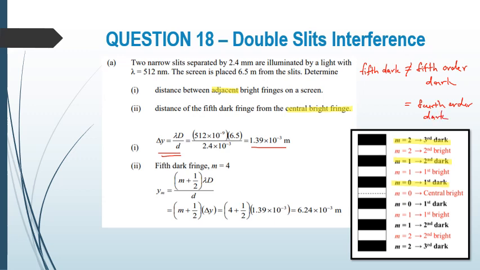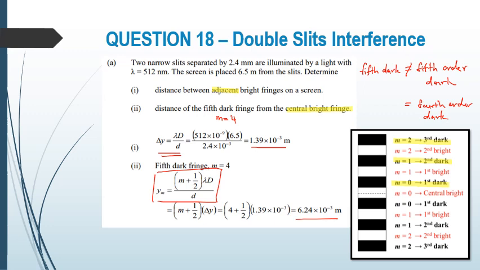So in this case, what we have is m equals 4. Okay, m equals 4. So once you know the order number, you then have to think: dark fringe, well, obviously it is destructive interference. So for destructive interference, we apply the equation y equals (m plus half) lambda D over d. Substitute everything into this equation and you will get the final answer.